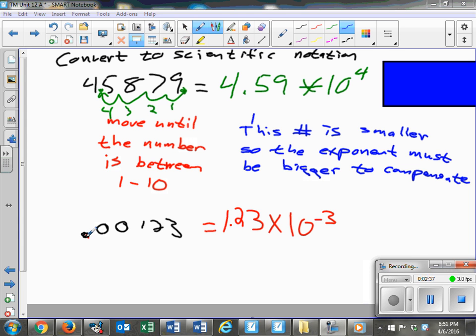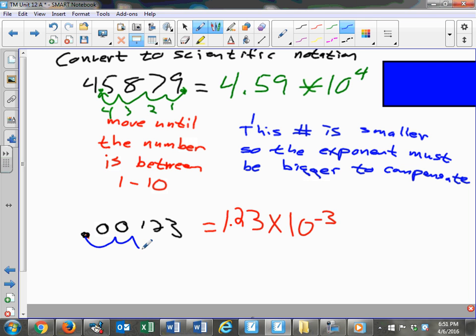Okay, here in our second example, the decimal point's here on the left. So I'm just going to move it over until I get to a spot where the number is going to be between 1 and 10. And so it's going to be 1.23, and I moved it 1, 2, 3 spaces. So this, again, is a deal where when I went from 0.00123 to 1.23, I made this number bigger.